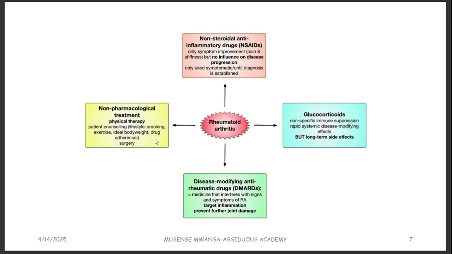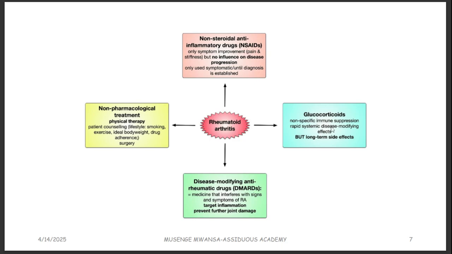Some people end up worsening the condition because they don't want to adhere to the drugs. And then you can also give them the NSAIDs, only symptom improvement like pain and stiffness, but no influence on disease progression. The disease can still be progressing like that, and you only use them symptomatically, or until a diagnosis is established. Someone is just having pain, you don't know what is really wrong with them, if it is this condition or that condition. At that point, you can be giving them the NSAIDs.